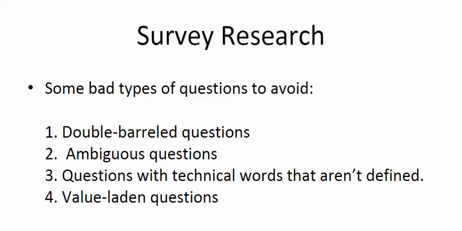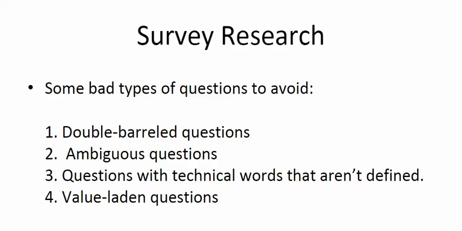Now imagine that I ask you, do you think San Jose State is a good, affordable campus with a diverse student population? Well, that's actually triple-barreled, and that would need to be broken into 3 separate questions. So you definitely want to avoid these types of questions to avoid confusion. You also want to avoid ambiguous questions. An ambiguous question is a question that can be understood in more than one way.